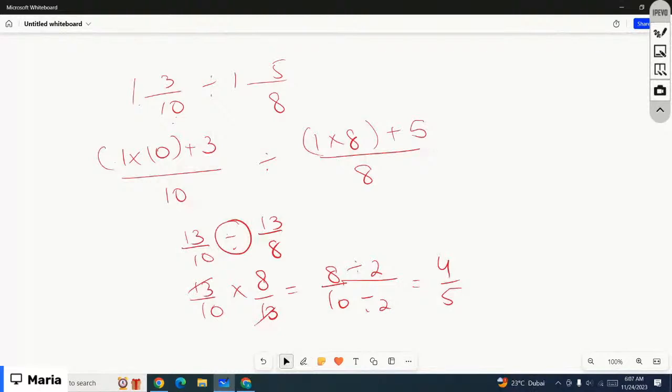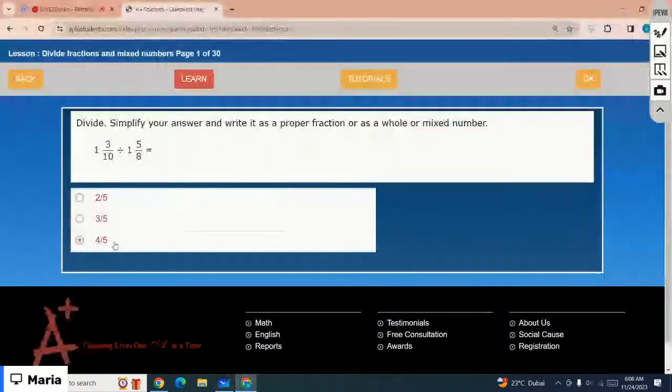Got it? If you have any question related to the question on the board, you can ask. I am waiting for questions from your side. So the correct option is 4 over 5.